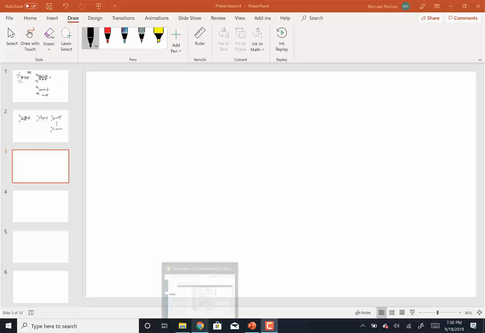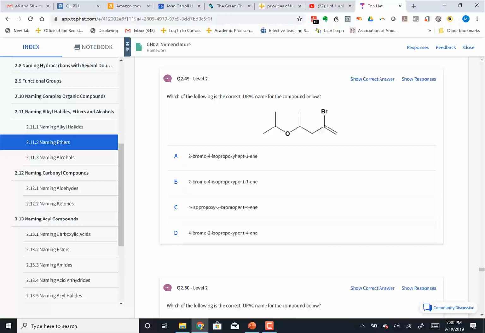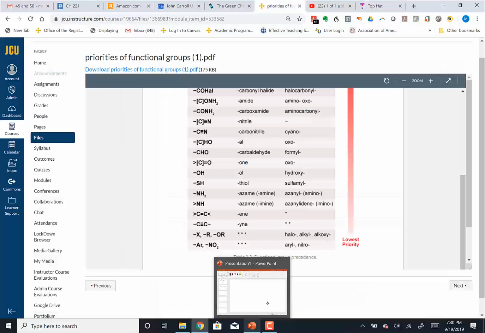Okay, questions have been asked about for the top hat. Questions 49 and 50. So let's deal with 49 first. But before we do that, let's talk about alkoxy groups. So first of all, an alkoxy group has an OR group.